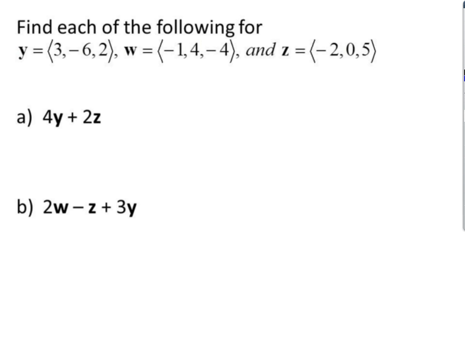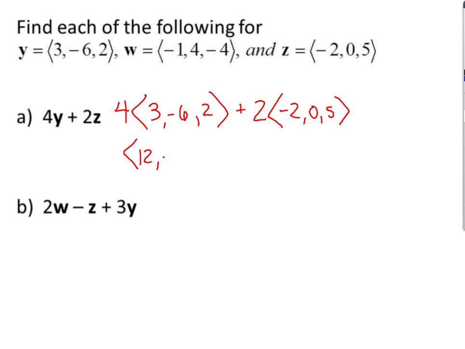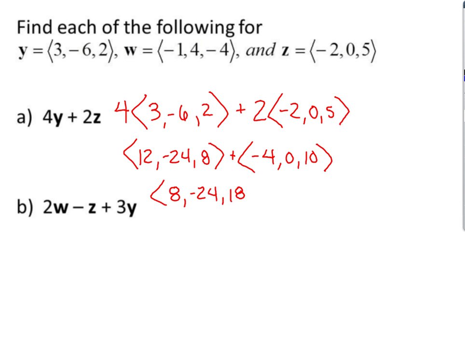So for this one, we have 4 times vector y plus 2 times vector z. If we write this out, vector y is 3, negative 6, and 2. Vector z is negative 2, 0, and 5. The first thing we're going to do is distribute that scalar. So this will give us 12, negative 24, and 8. If we distribute that 2, we'll have negative 4, 0, and 10. And when you do the addition, you just add the components that are in the same location, and you should end up with 8, negative 24, and 18.